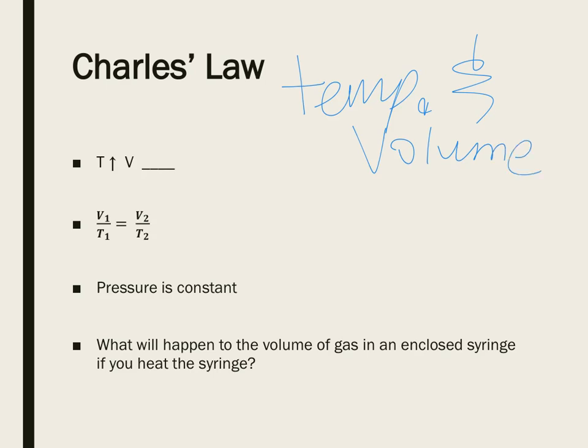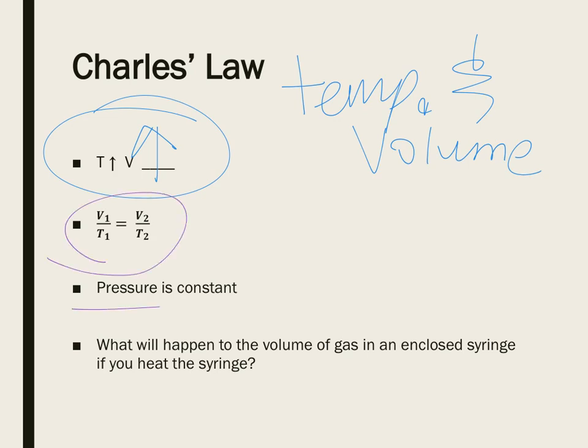And he said that temperature and volume are directly related. So if one goes up, the other one goes up. Temperature and volume are directly related. And then we have a little formula to solve for it. Notice that in this one, pressure is constant, so we're only dealing with temperature and volume.